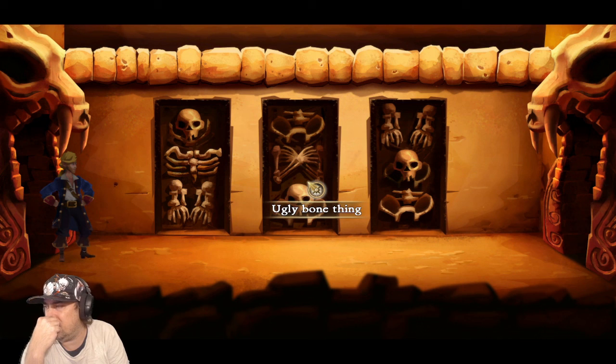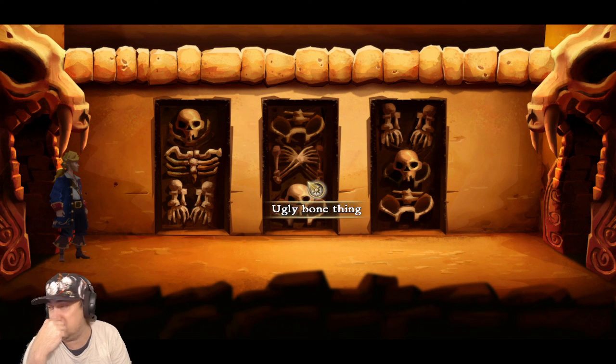Yep, okay. Rib to leg. The third one doesn't matter. That just goes to the jail, Luke. Good thinking, but that goes back to the jail.